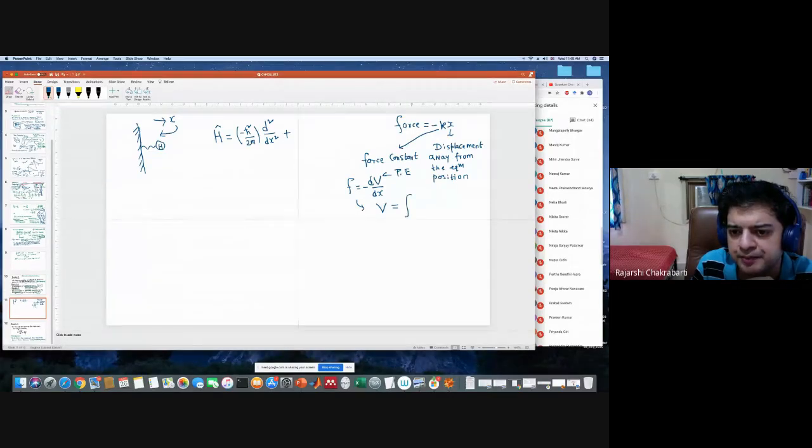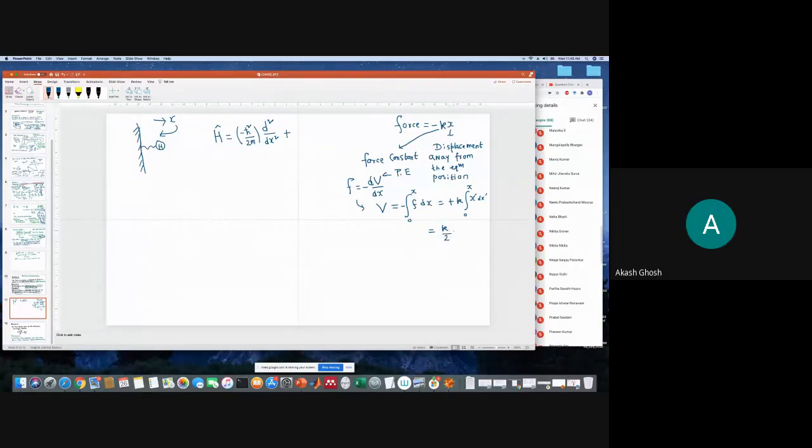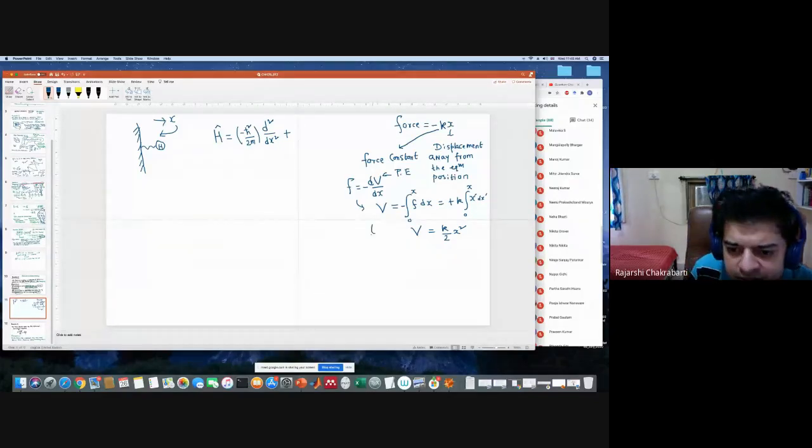Because V is going to be minus integration of f, k x dx, from 0 to x. This is going to be plus integral of k x from 0 to x. Better to use x prime, dx prime. So essentially, what I have is k by 2 x square. This is the model you use, and this is called simple harmonic oscillator. I think many of you would know, isn't it?